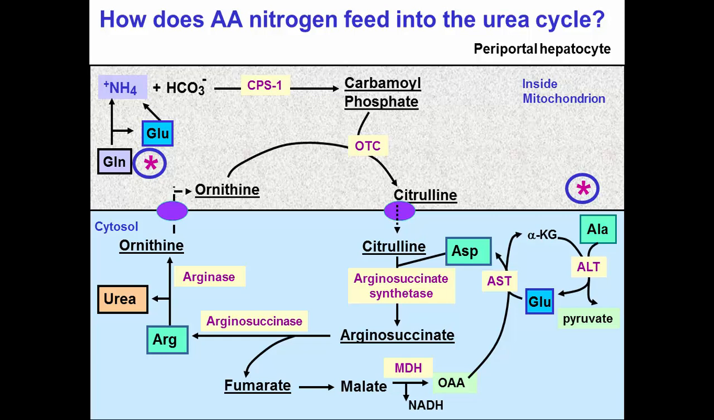So let me just, one last, when we go through various tissues, I'm going to want you to start putting it together. I'll try to remind you of how different tissues' metabolism of amino acids is helping us get that nitrogen into the urea cycle.